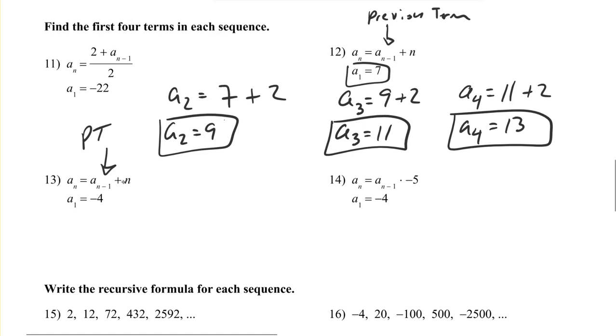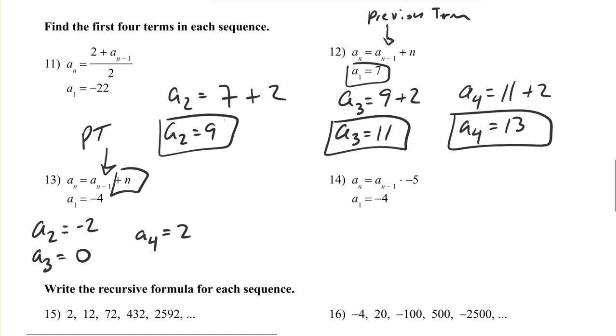So same thing here. What are we doing to it? We're just adding 2 to it. So a sub 2, we're going to add 2 to it. Negative 4 plus 2 makes negative 2. The third term would be 0, and our fourth term would be 2, because we're adding 2 to it.